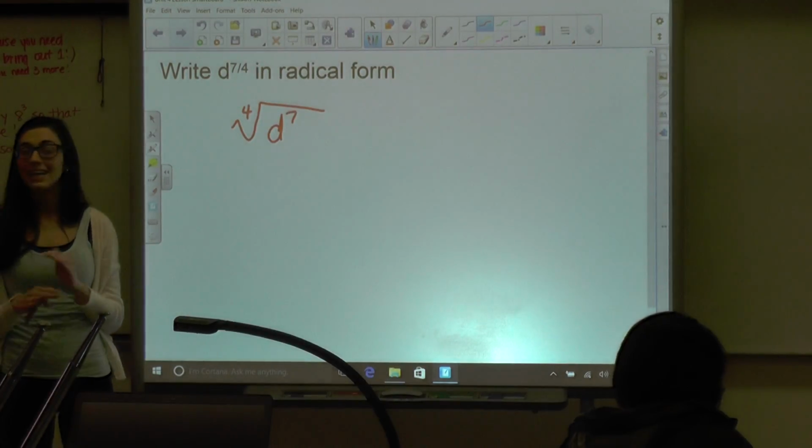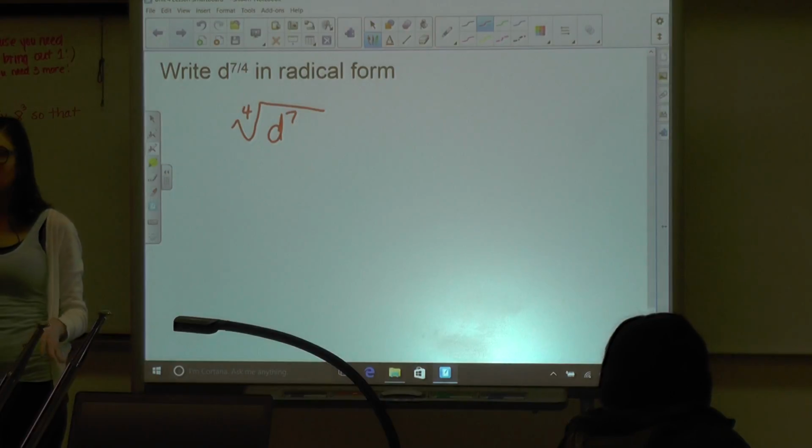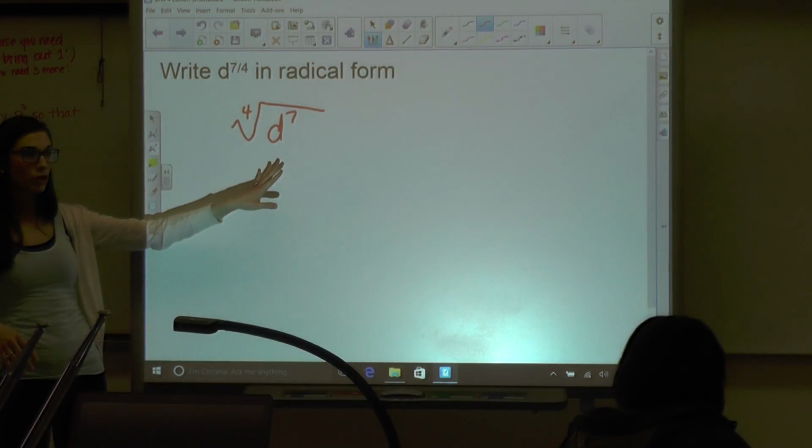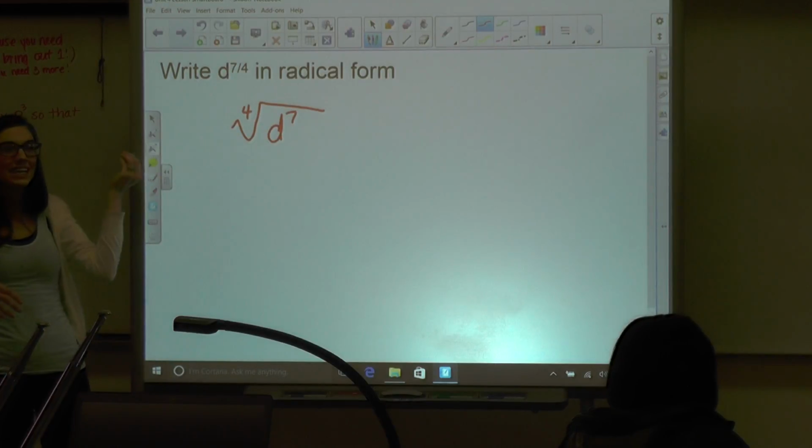You're not simplifying. I didn't ask you to simplify. Don't go too far. If I tell you to go from exponential form and turn it into radical form, this is where you're going and you're stopping. You're not taking anything out.